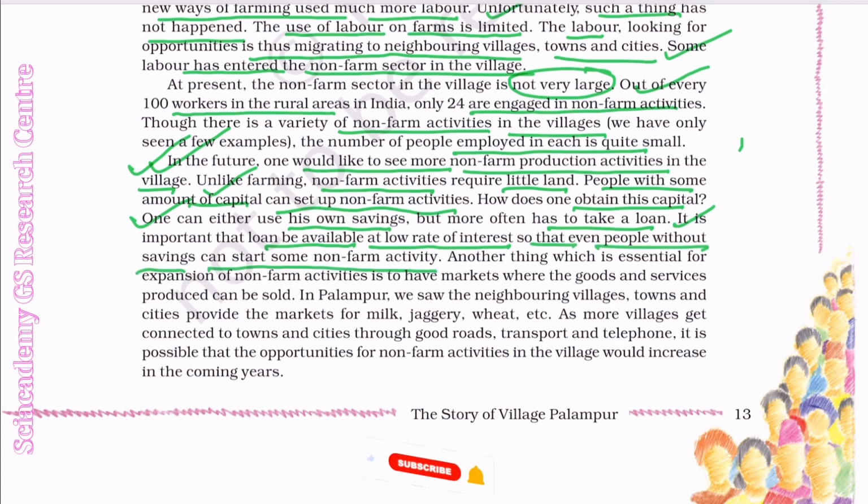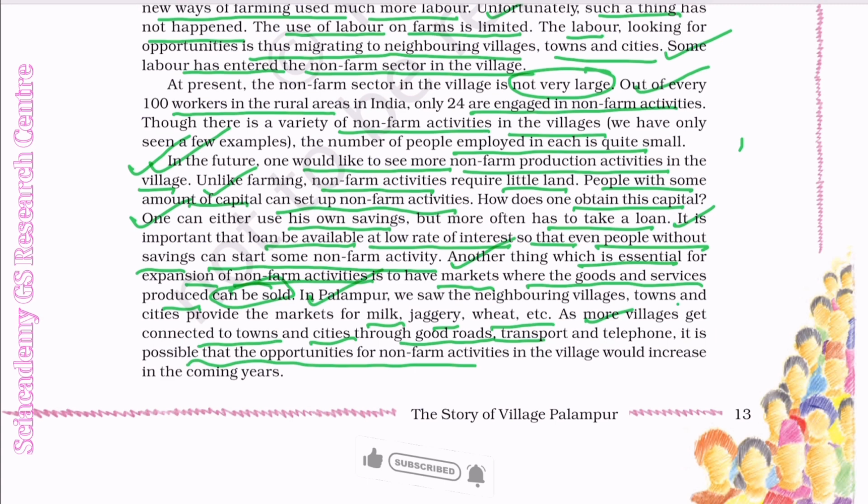Another thing which is essential for expansion of non-farm activity is to have markets where goods and services produced can be sold. In Palampur, we saw the neighboring villages, towns, and cities provide the markets for milk, jaggery, wheat, etc. As more villages get connected to towns and cities through good roads, transport, and telephone, it is possible that the opportunity for non-farm activities in the village would increase in the coming years.